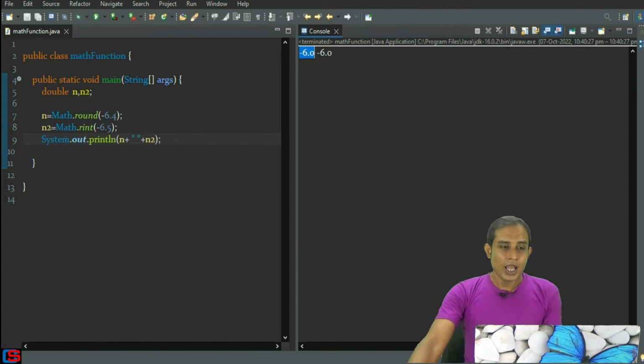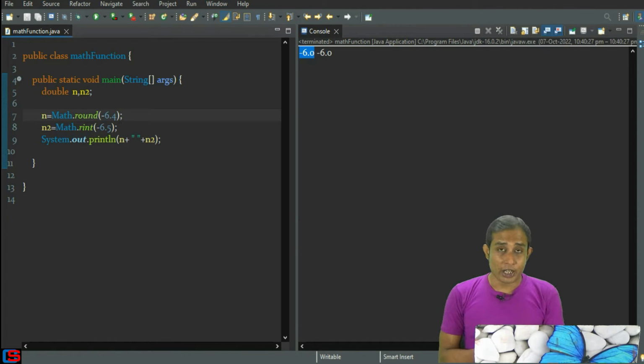But why? In case of a negative value provided to the round function, it always returns the higher value if the fractional part is 0.5 or less than 0.5. Only in the case of negative values, not positive values. So for minus 6.5, as per the mathematical formula, it should return the lower value. Minus 6 and minus 7 are the two whole numbers available, and the lower value is minus 7, not minus 6, because minus 6 is the greater value. But instead of minus 7, it returns minus 6.